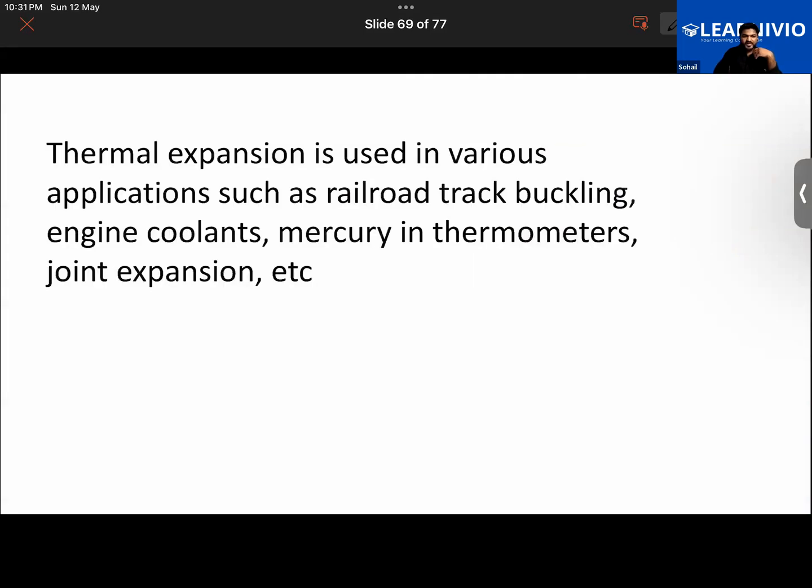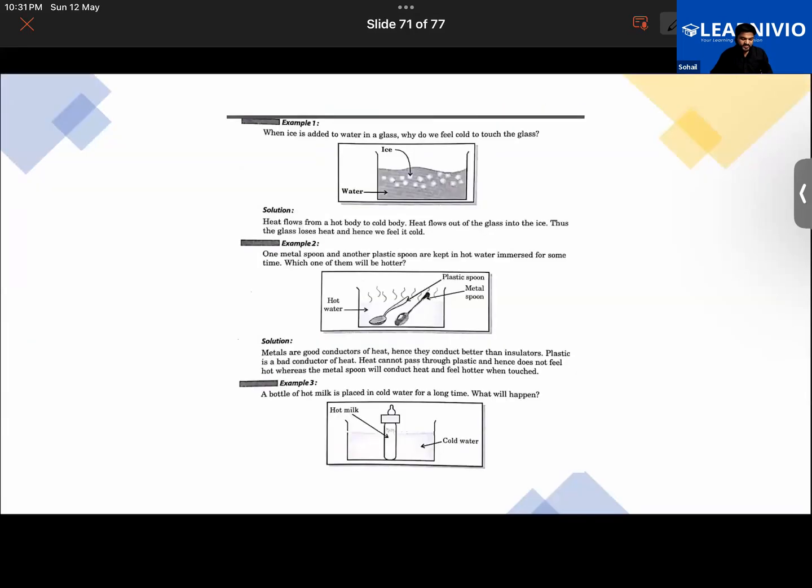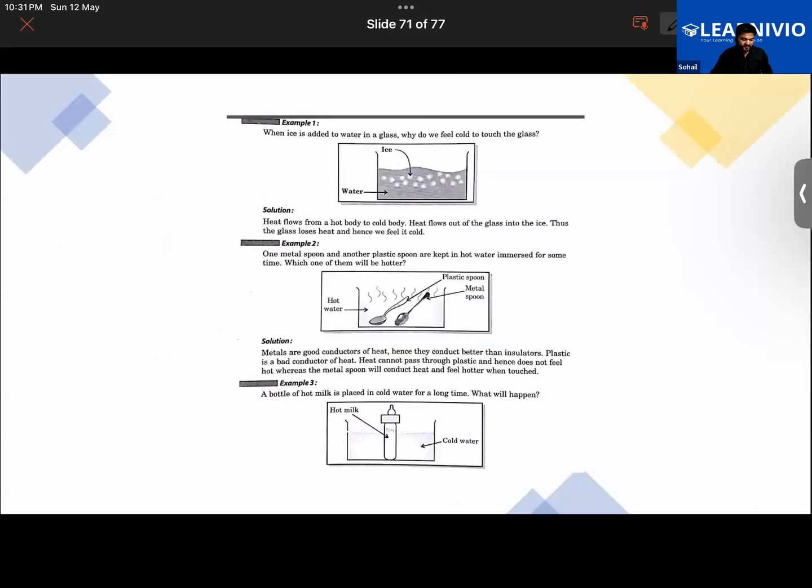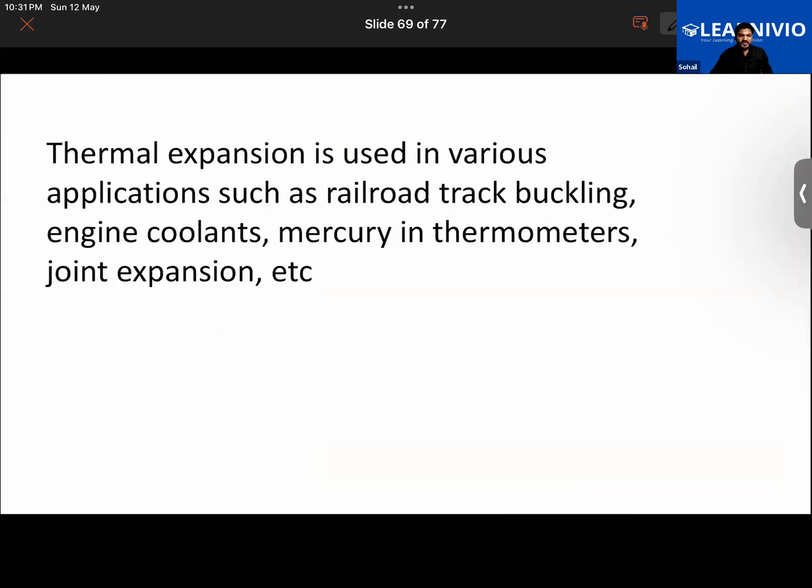Then there's one more concept left to be discussed in the chapter, that is thermal expansion. What is its use in our daily life? Once we do that, the chapter would be finished. It would take a few minutes. Basically, in this you will understand the different uses, like the use of thermal expansion in thermometers. You have already studied how mercury is used there.